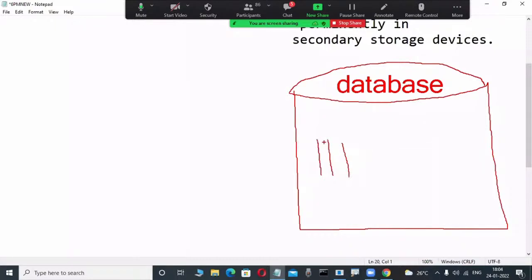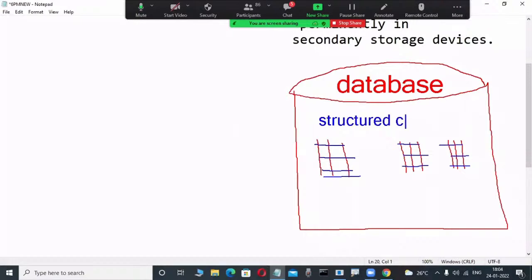Why? Because these databases are based on the relational data model concept. Today I will tell you about it. Implementing that concept, these products are called relational databases. Observe here, a structured collection of data is there. This is what I said in the previous class. These databases always store a structured collection of data, organized fashion only.